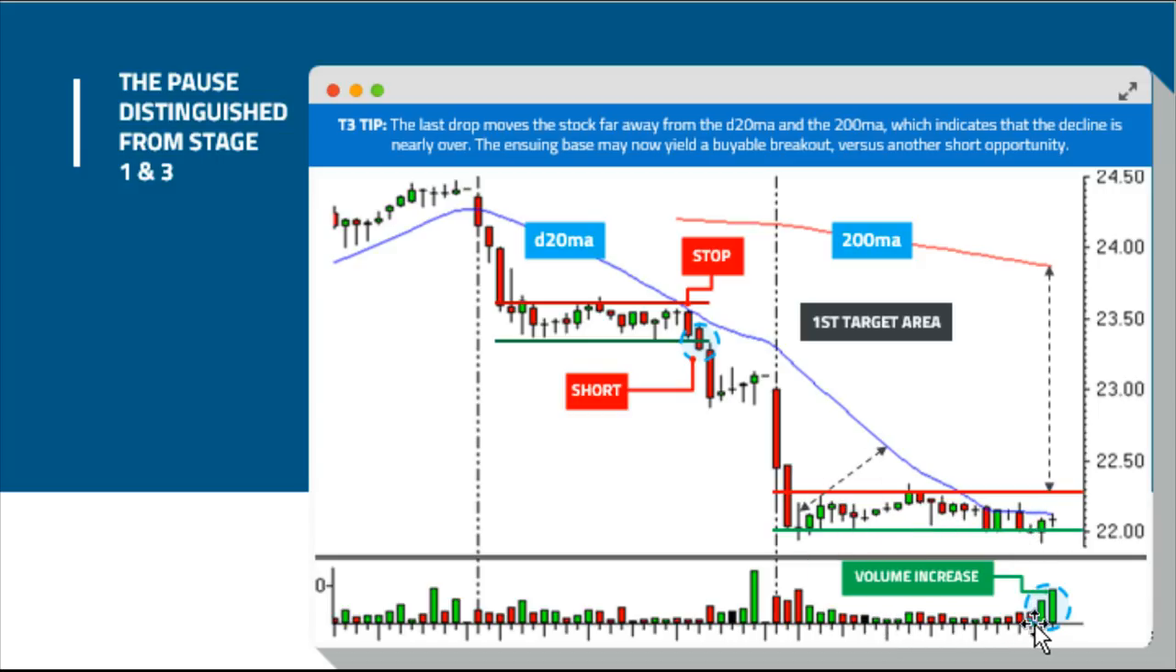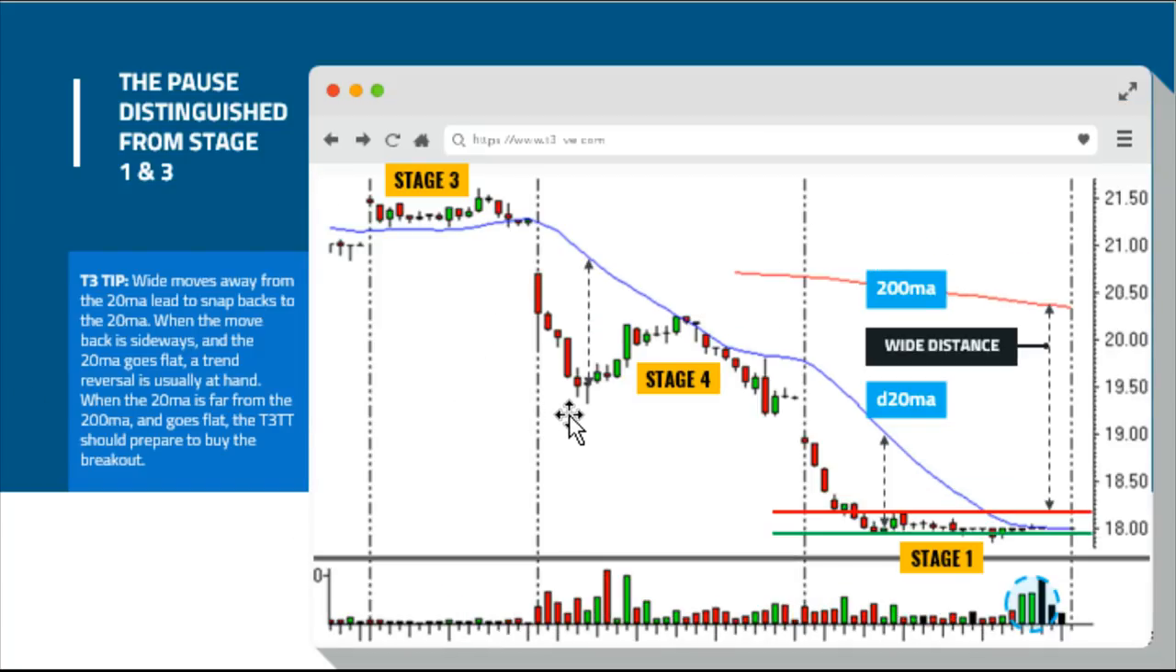Volume, when it started to break down, volume picked up. Moving average flattened out, far away from the 200, meaning extended a little bit. That's more of a reversal, not a continuation base. So don't play it short, especially if you have a flat 20 and the stock is very extended like this. The last drop moved the stock far away from the 20 here and the 200, which indicates that the decline is nearly over. The ensuing base may now yield a buyable breakout versus another short opportunity. But I don't recommend doing this one, this transition A, when you're day trading. I like to do it mostly when swing trading.